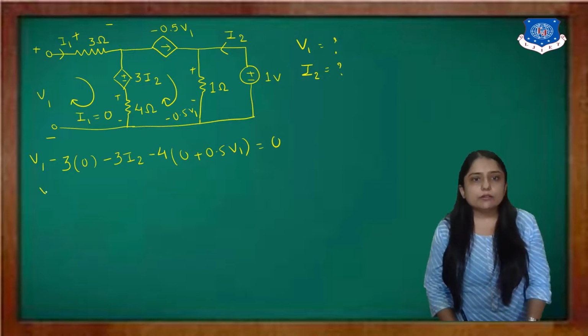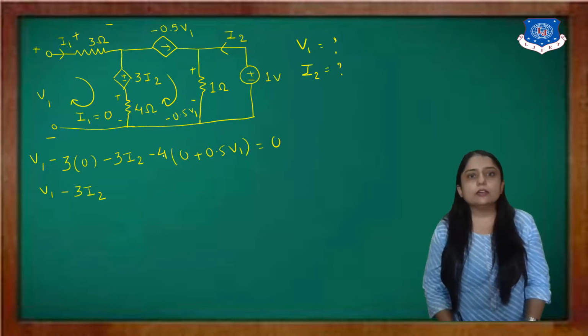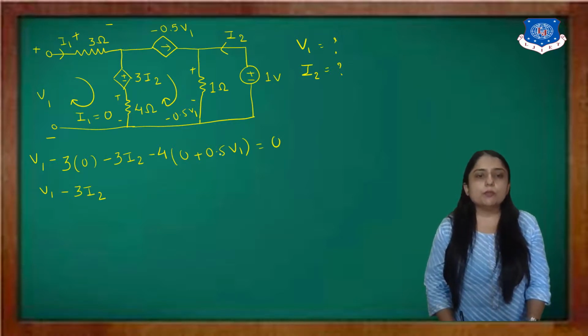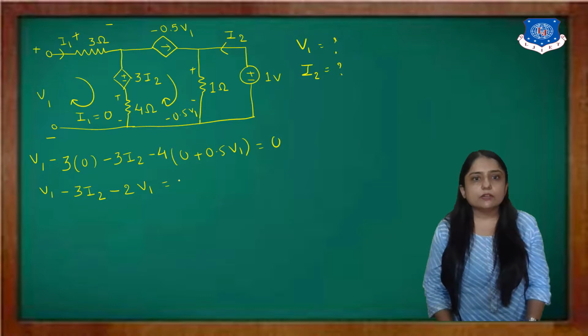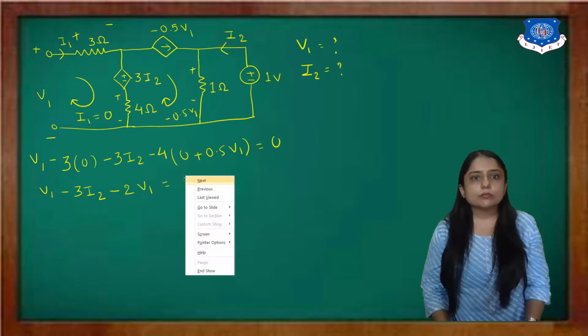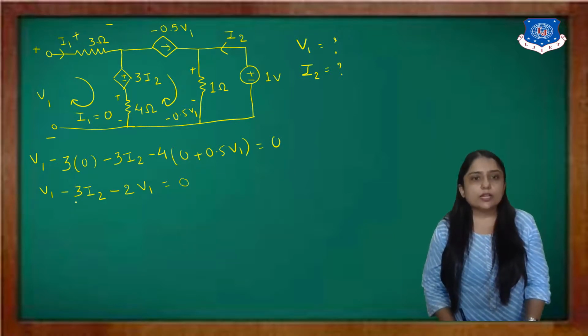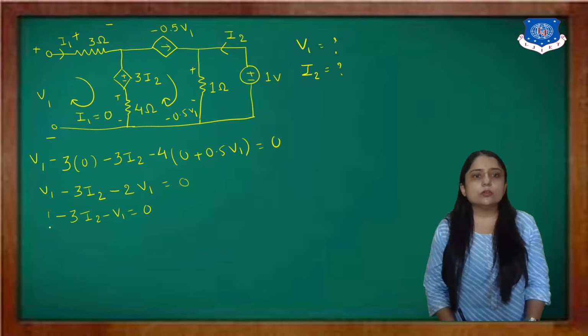So what will we get? V1 minus 3I2, and here you have to multiply this 0.5 multiplied by 4. So it's minus 2V1, equal to 0. So what I will get is minus 3I2 minus V1 equal to 0. This will become my equation number 1.